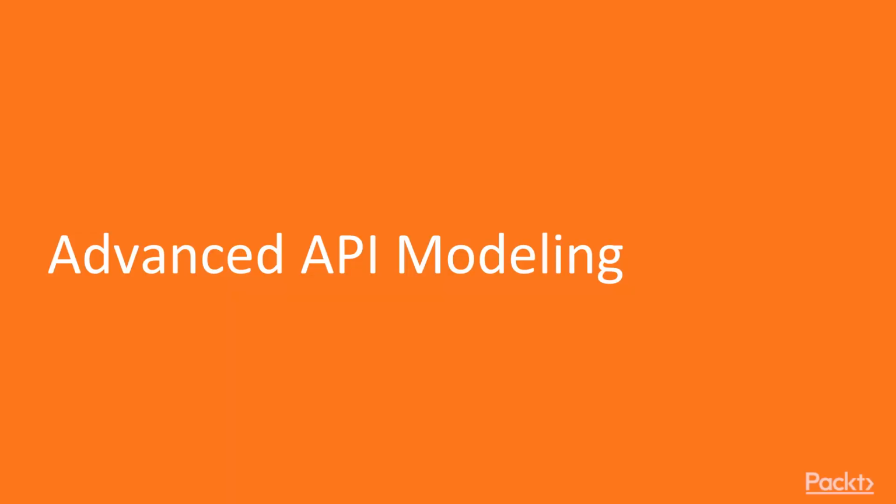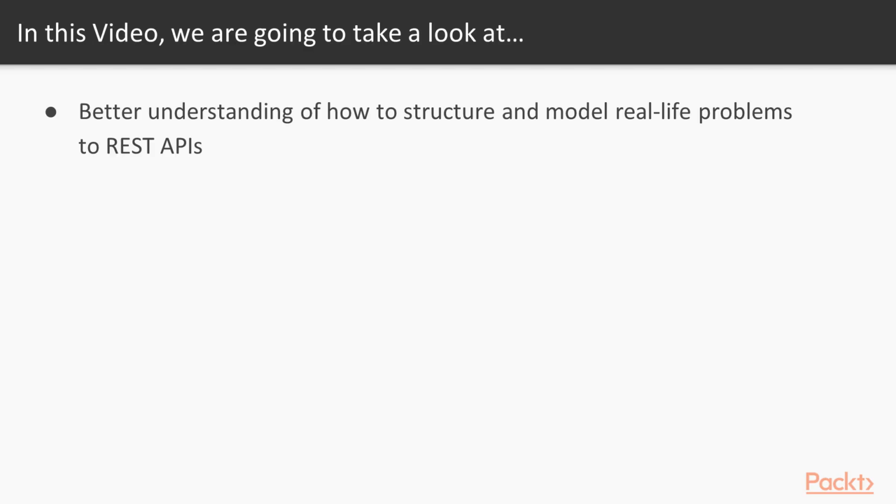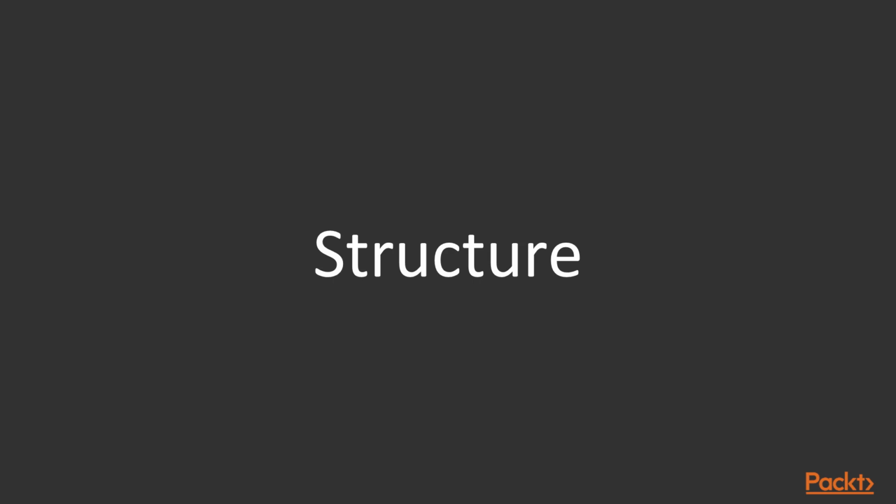In this video, Advanced API Modeling, we're going to take a look at better ways to model and to structure our APIs. So our goal for this video is to understand how to model real-life problems and to create REST APIs that can solve those problems. And the first keyword that we have here in order to model our API is structure. So what is the structure of our models? What exactly makes a resource in our APIs?